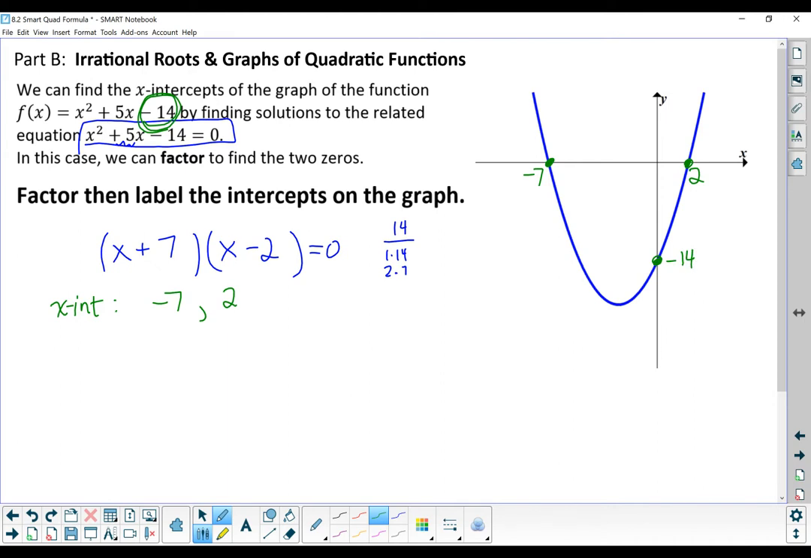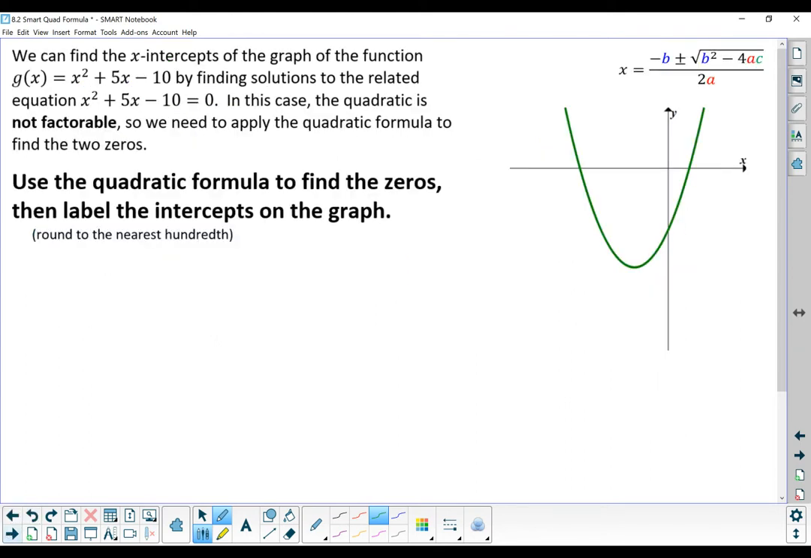So if our quadratic is factorable, we can use the factors to find the location of the x-intercepts. But not all functions are factorable. So this function, g of x, x squared plus 5x minus 10, we can't factor that. But we can use the related equation x squared plus 5x minus 10 equals 0 to find the x-intercepts, or the zeros of the function. So let's use the quadratic formula here since it is not factorable.